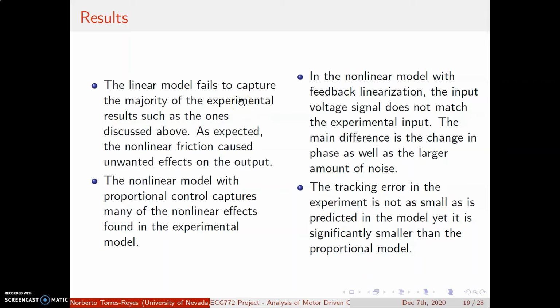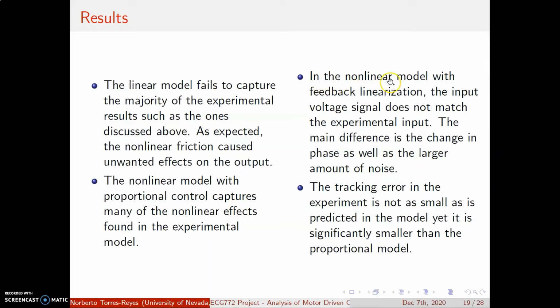So for the results, the linear model fails to capture the majority of the experimental results, such as the ones discussed above. As expected, the nonlinear friction caused unwanted effects on the output, specifically those flat top peaks. The nonlinear model with proportional control captures many of the nonlinear effects found in the experimental model. It tends to be a much better model, and it matches the data pretty well.